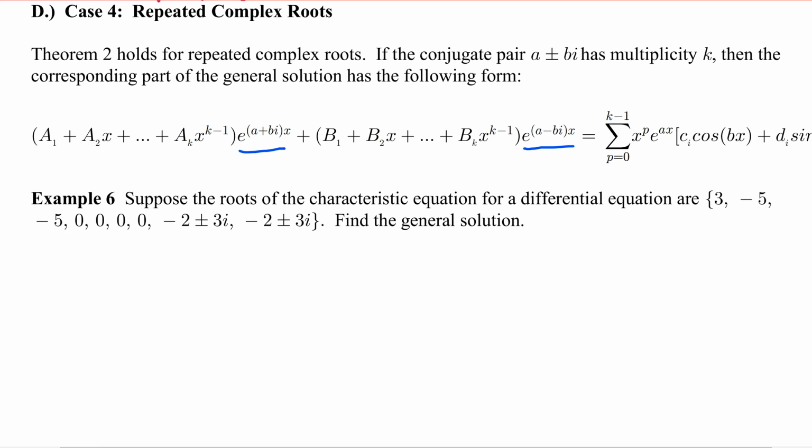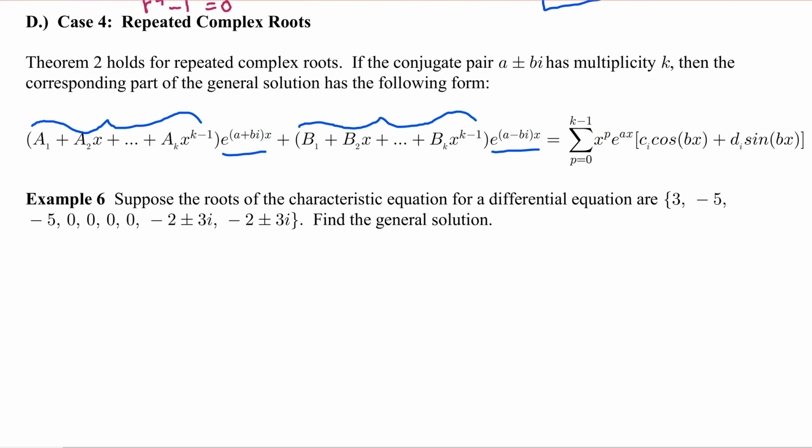e to the a minus bi x corresponds to the second half of that complex conjugate pair. Notice you have a polynomial in ascending order, and the purpose of that is to get rid of any sort of linear dependence or duplication. Now, earlier I mentioned Euler's formula. That helps us to expand this exponential with that complex coefficient into a term that looks like this.